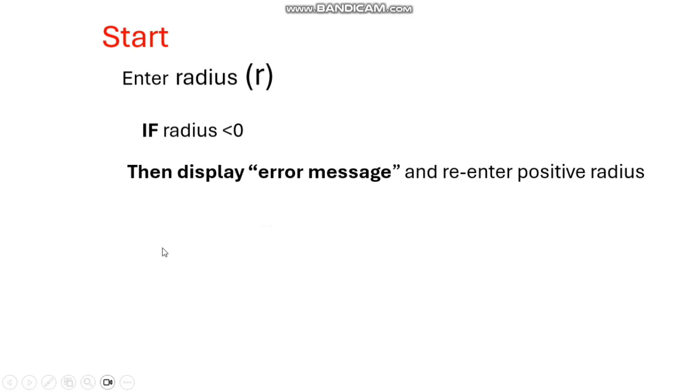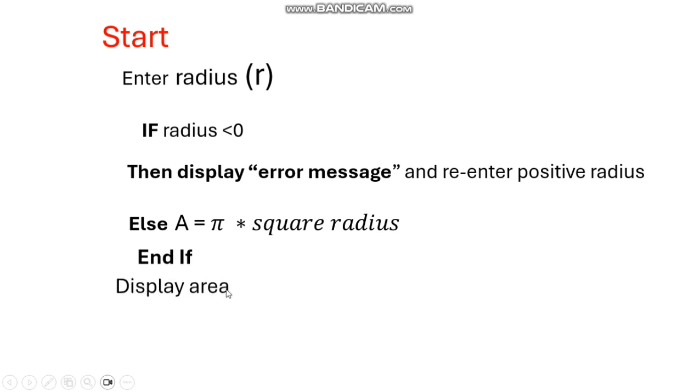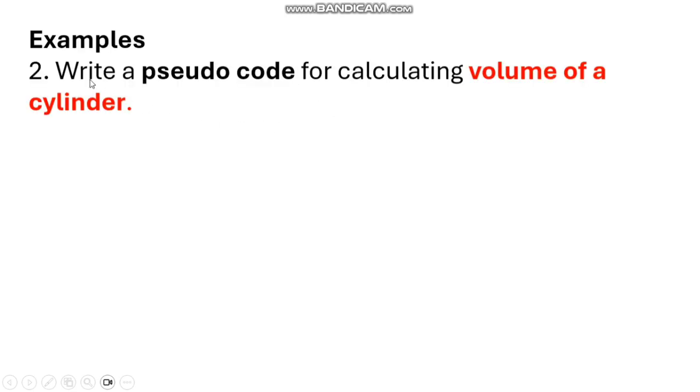Then from there, we are going to say else, area of the circle is given by pi times radius squared. Then we say end if, then we display the area of the circle. Lastly, we stop. So this is how we can write our pseudocode for finding the area of the circle that involves the if statement. Let's look at the second example.